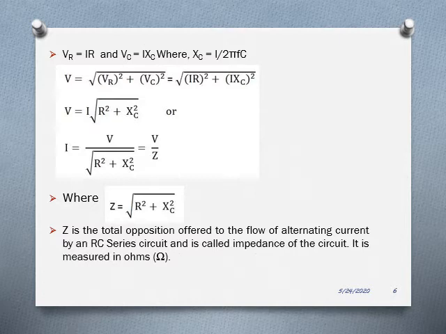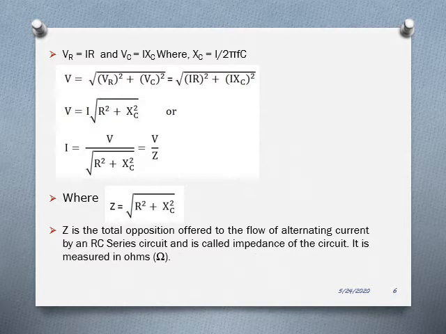Total voltage V will be the vector sum of the voltage across the resistance and the capacitor. Therefore it is the square root of VR the whole square plus VC the whole square. VR is IR and VC is IXC. Therefore, the square root of IR the whole square plus IXC the whole square. If you take the common term current outside the square root, you get V equal to I into the square root of R square plus XC square. The square root of R square plus XC square is nothing but the total impedance of the network, Z.